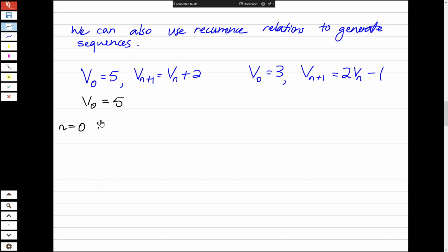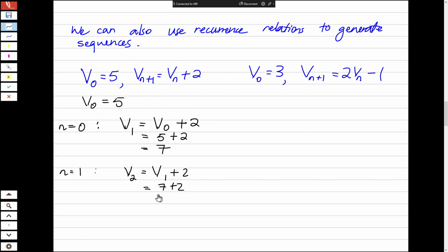So what I'm going to do here is substitute n equals 0 into this formula. So on the right-hand side I'll have V0, and on the left-hand side I'll have V1. So this is what happens. To get V1, I add the number 2. V0 is just 5. So it's 7. V2 is V1 plus 2. 7 plus 2 is 9. V3 is V2 plus 2. It's 9 plus 2. 11.